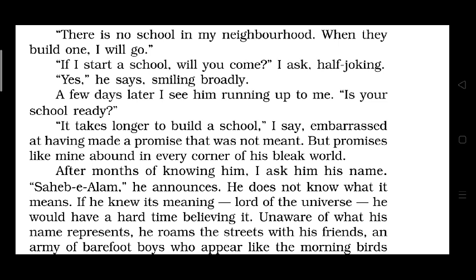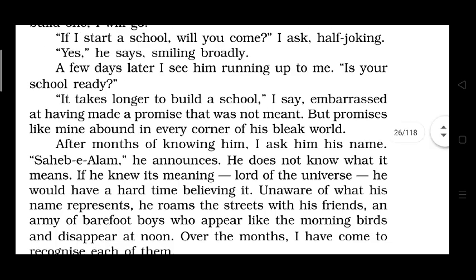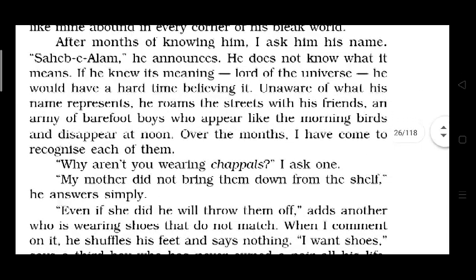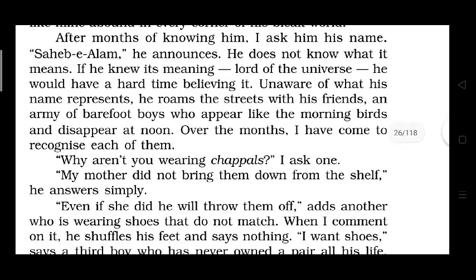"It takes longer to build a school," I say, embarrassed at having made a promise that was not meant. But promises like mine abound in every corner of his bleak world. Bleak world here refers to the world which does not assure them any hope. So, in his bleak world, people make many promises like the one just made to Sahib about the school.